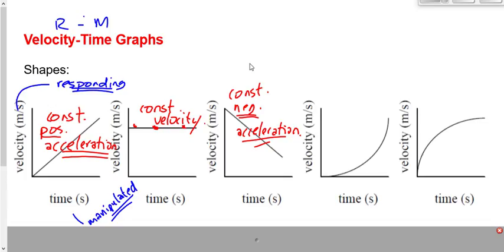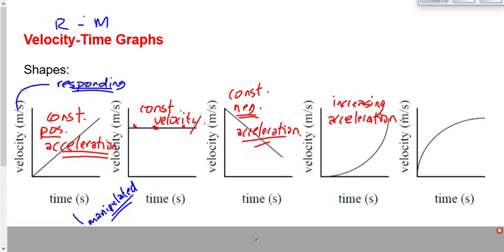So this would be like putting your foot on the accelerator, speeding up, but then gradually putting your foot further and further down on the accelerator. So not only are you speeding up, but now you're speeding up even quicker than you were speeding up before. So we're going to call this an increasing acceleration. It's not a constant acceleration. It's increasing acceleration.